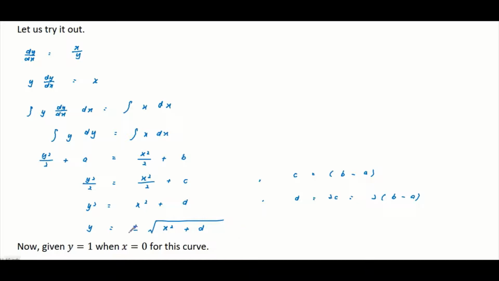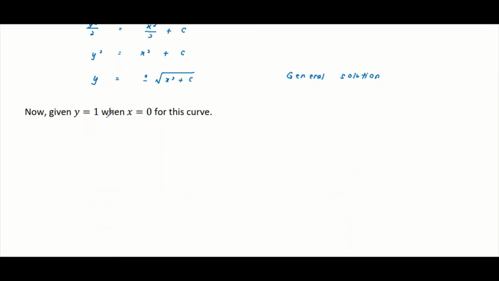Okay, so after you have obtained this equation, this is actually what we mean by the general solution. Okay, and later we need to use the information given to find the particular solution. So if given y equals 1 and x equals 0 for this term, then we can try to substitute. So y equals 1 and x equals 0, then we can substitute.